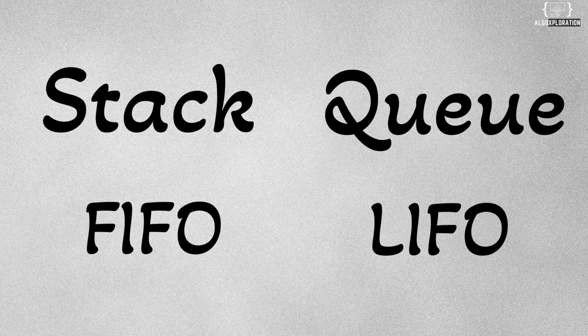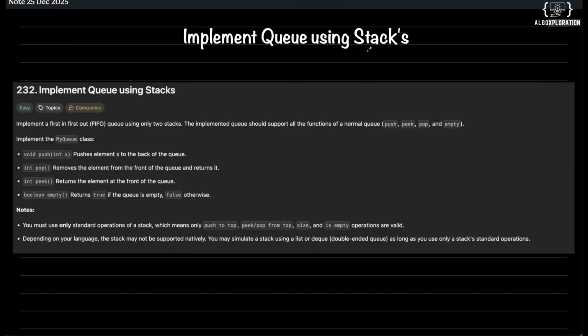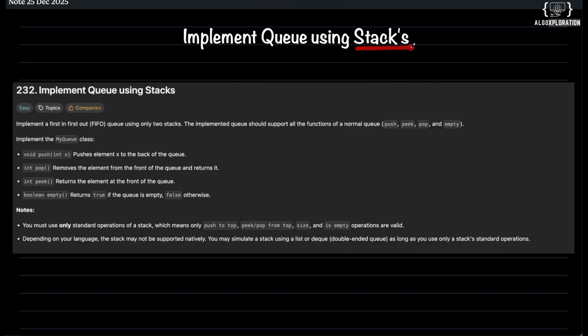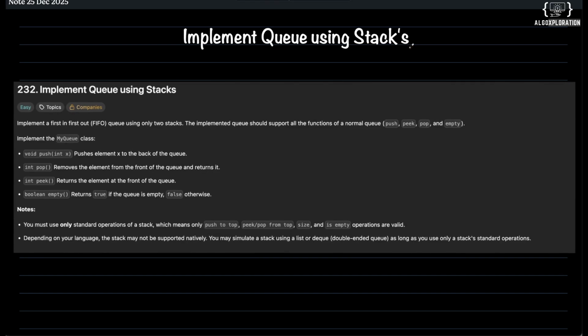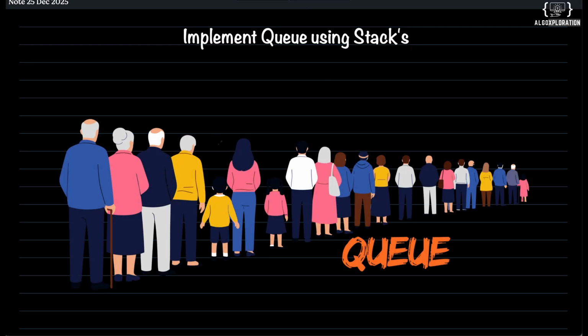Okay, so in the question, this is basically a LeetCode question in which they are not asking us to use only one stack. They are saying use stacks. So we can use two stacks to implement a queue, right? Now, queue follows FIFO as we already know. So this is a queue, right? In which the first one who is coming in will be the first one to go out of it. Okay. Now we need to implement it using a stack.